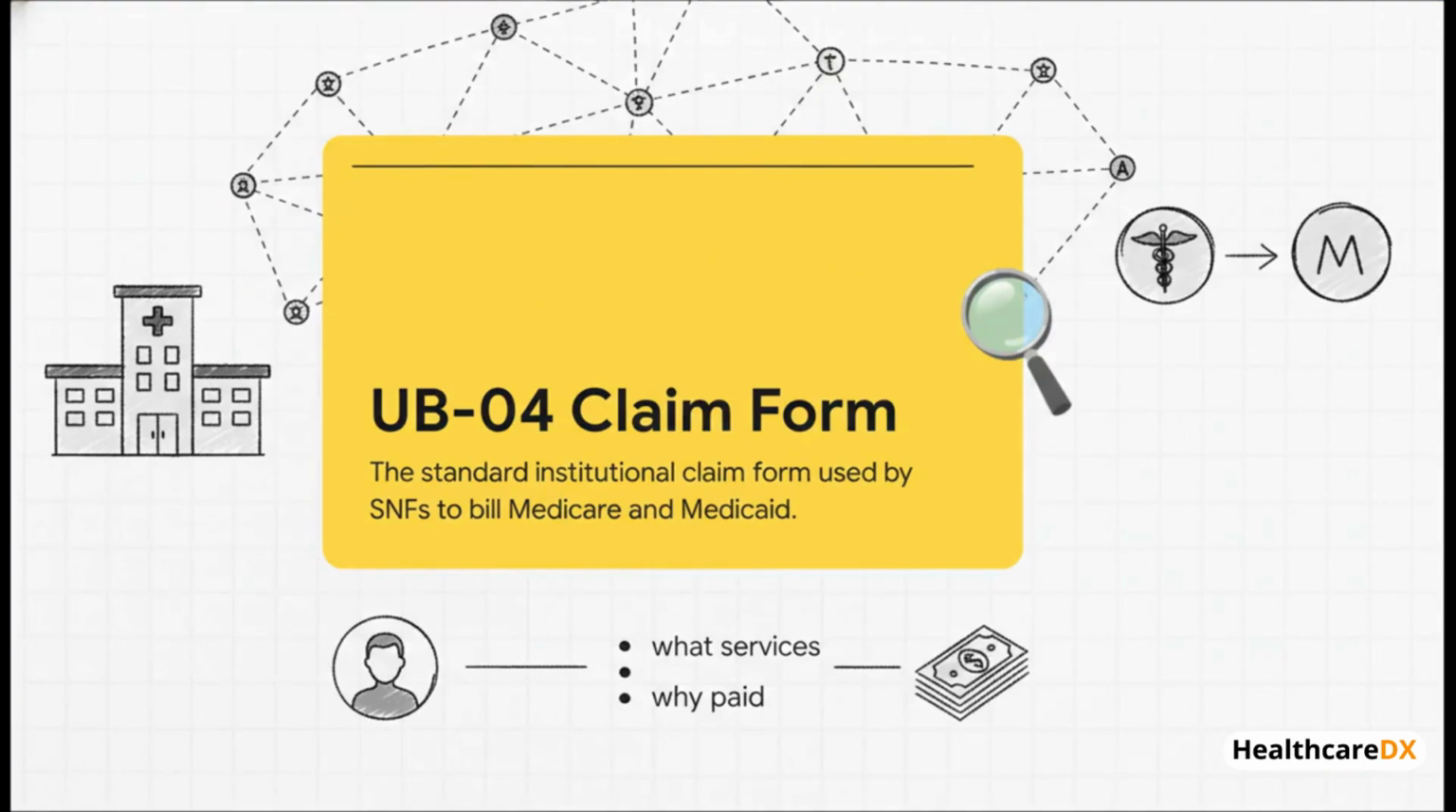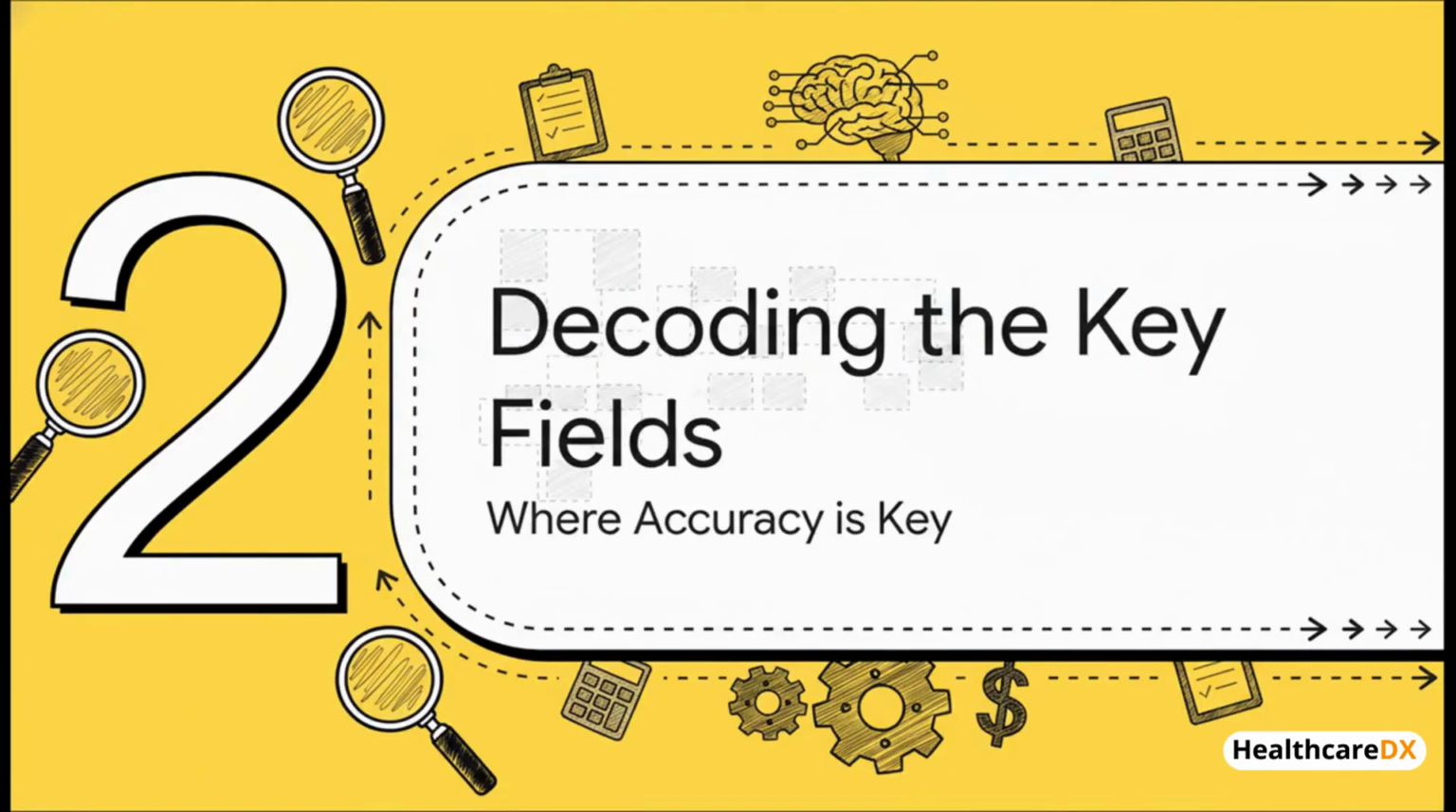So what is it technically? Well, the UB-04 is the universal standard form that skilled nursing facilities use to talk to payers like Medicare and Medicaid. It's basically how you tell them, here's the patient, here's the care we provided, and here's why you need to pay us for it. Simple as that.